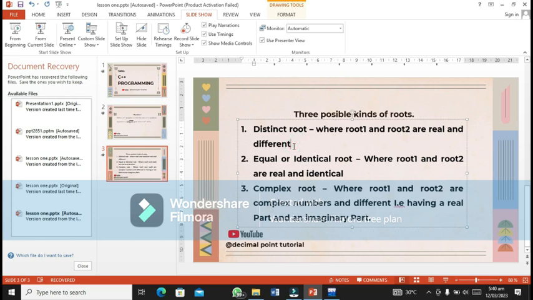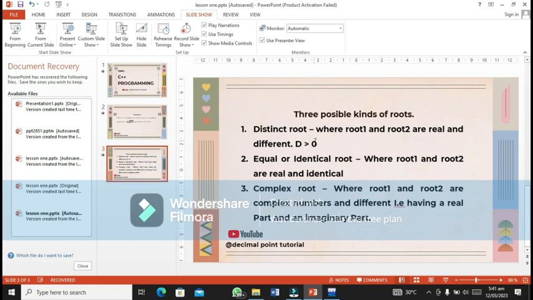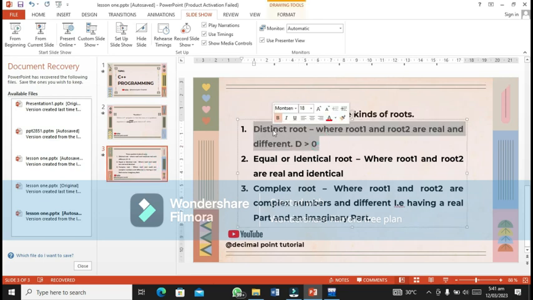It is distinct when d is greater than 0. That means d, which is b squared minus 4ac, has a value greater than 0. Then we know we are going to have distinct roots. That means we are going to have different root 1 and different root 2.